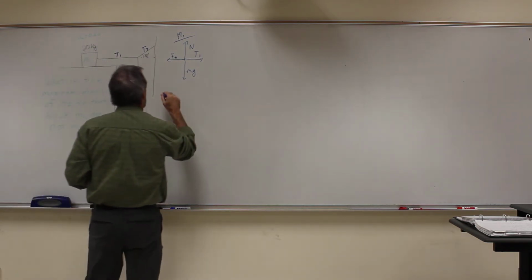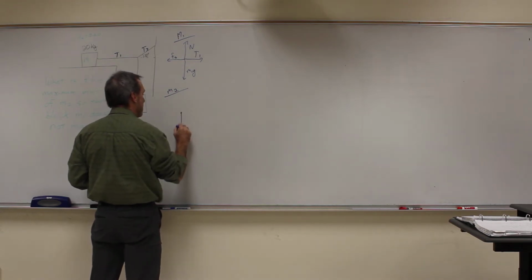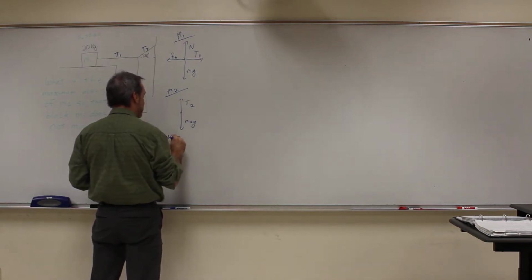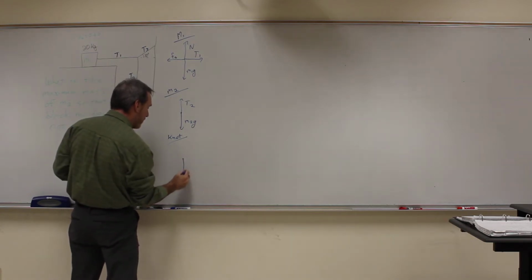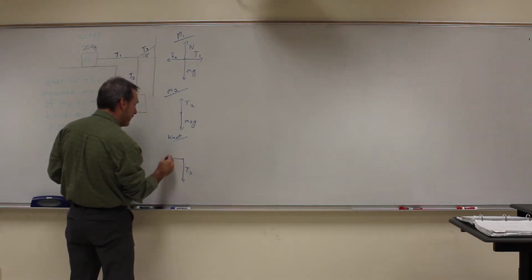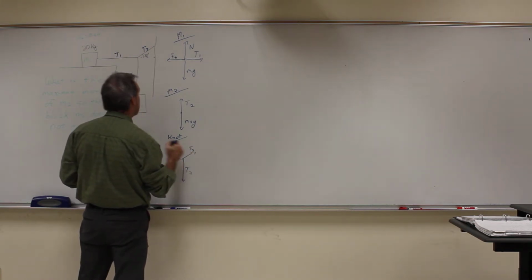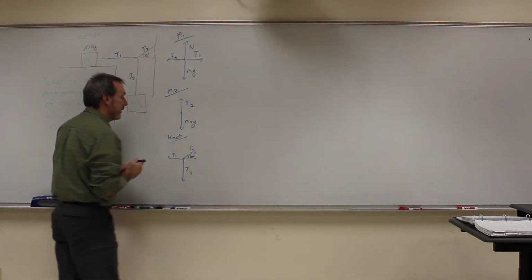For block M2, we have M2G and T2. And for the knot, where they connect together, we have T2, T1, and then T3 going that way. And that angle there is 30 degrees.